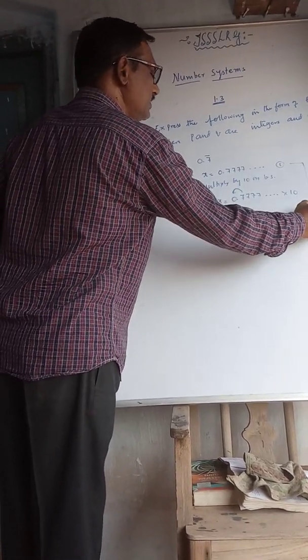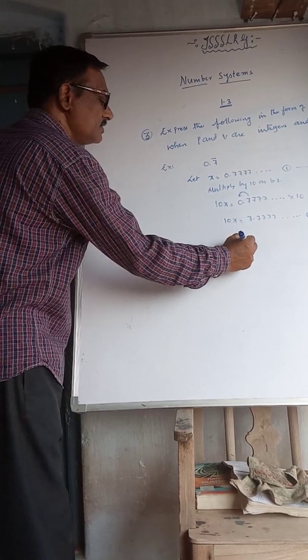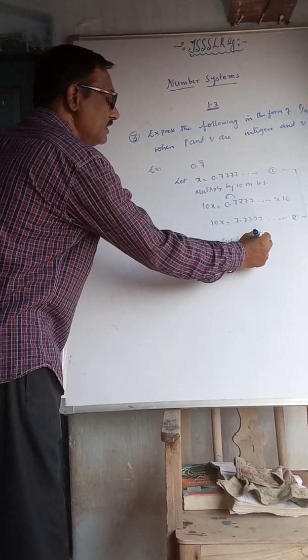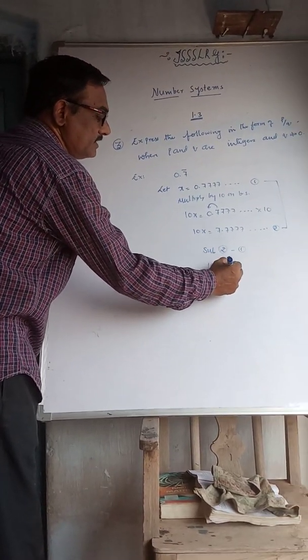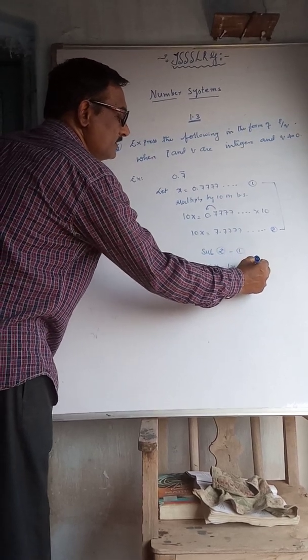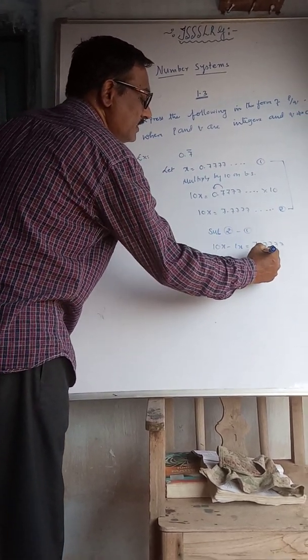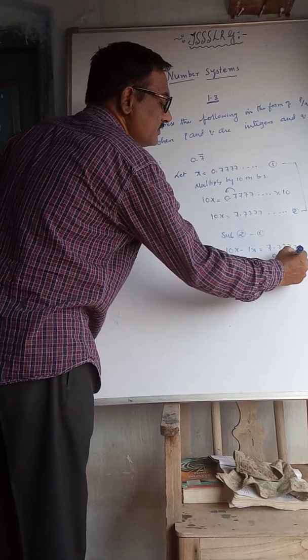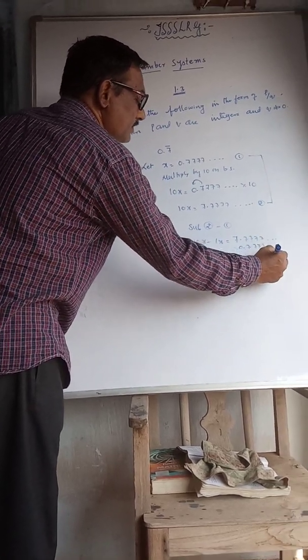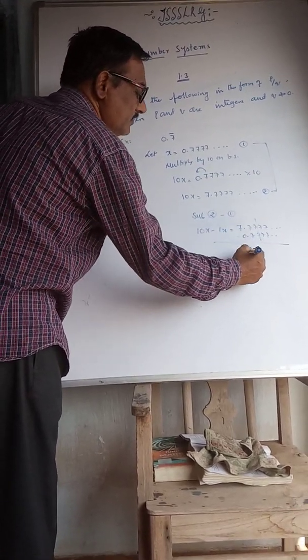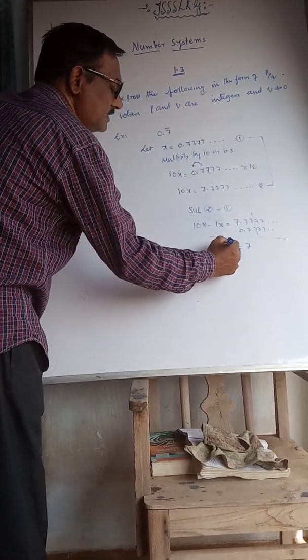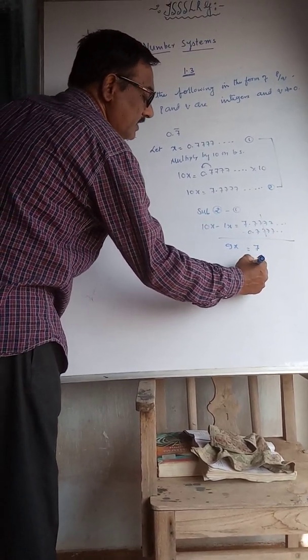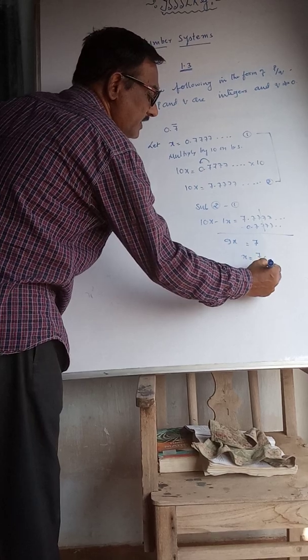Now we subtract these two. Subtract 2 minus 1. It is 10x minus 1x is equal to 7.777 minus 0.777. On subtracting the numbers we get 7. It is 9x is equal to 7. x is equal to 7 by 9.